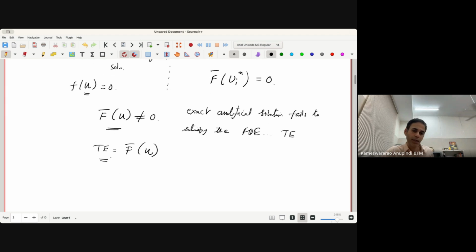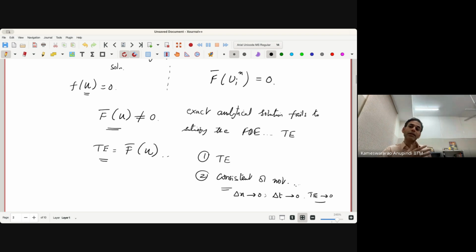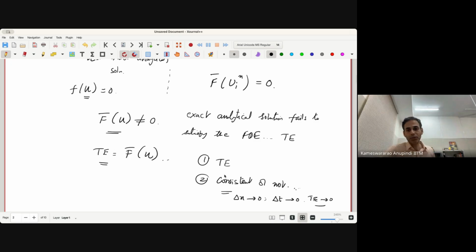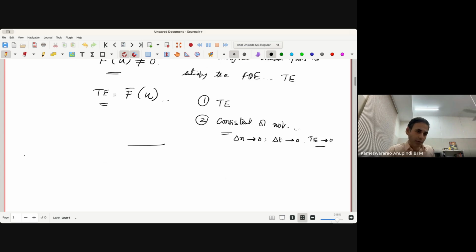Okay, so let us see how to calculate this truncation error for the one-dimensional transient heat conduction equation, and then we'll also comment on two things. One is the calculation of truncation error. The second one is whether the scheme is consistent or not. Once we obtain an expression for the truncation error, we're going to see, as delta x tends to 0 and delta t tends to 0, whether the truncation error tends to 0, and we can say that the particular scheme we are using is a consistent scheme. Okay, so that's what we're going to do. Okay, fine. Then let us start with the explicit Euler method.